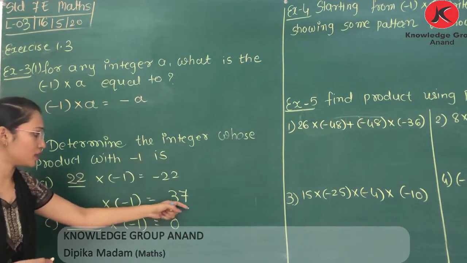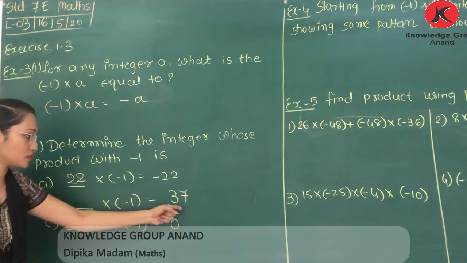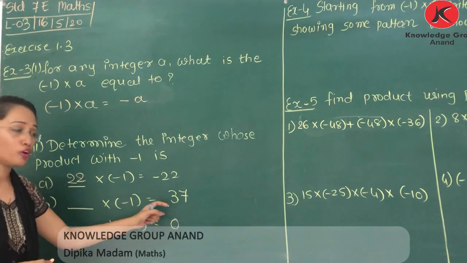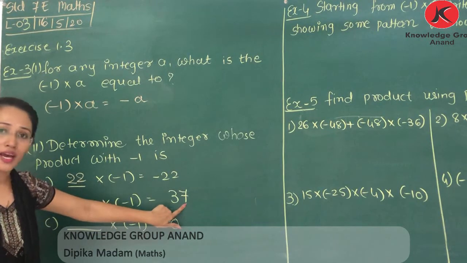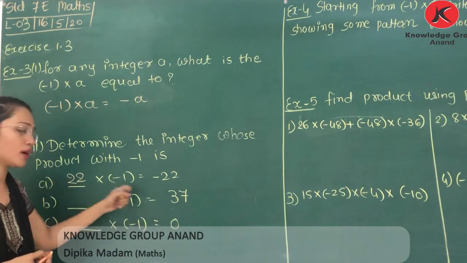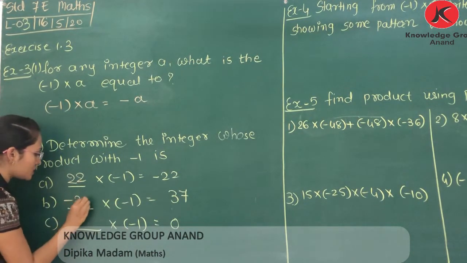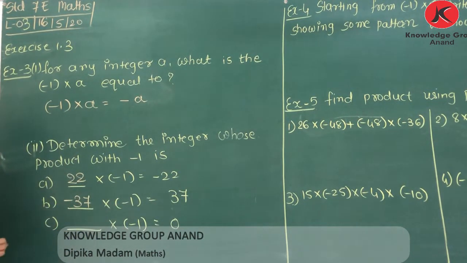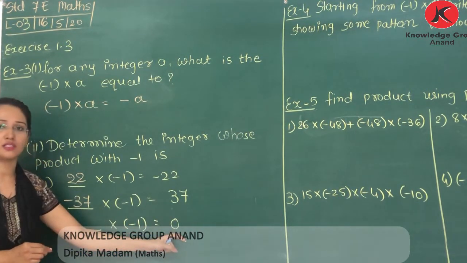Which number should we multiply with -1 to get +37? Which number, when multiplied by -1, gives plus? The answer will be plus when there are two negative numbers. Only if there are two negative numbers, the answer is plus. So the answer will be -37.